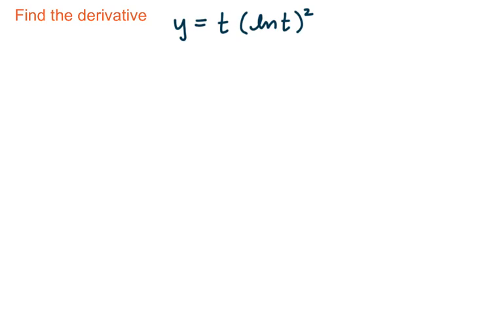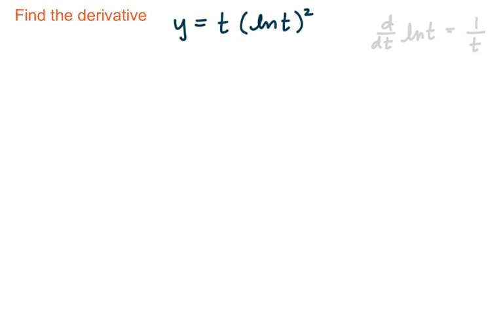implies that I will need to use my chain rule. And then I see a natural log, so I need to know the derivative of a natural log. And I'll write that as a note over here. d/dt of natural log of t, this is something we know, is going to equal 1 over t.